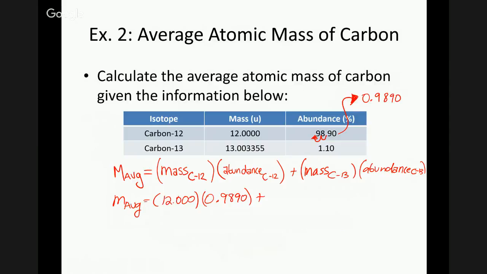And then we're going to add that to the mass of the carbon-13, and that is 13.003355. And we're going to multiply that by its abundance. And again, remember, we move the decimal twice over. So here once and twice. And to move it there, I'm going to have to put a placeholder 0 here. And this becomes 0.0110, just like that.